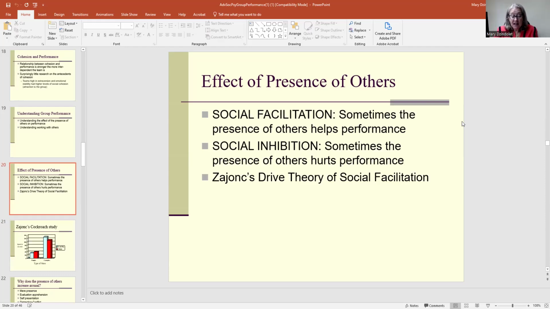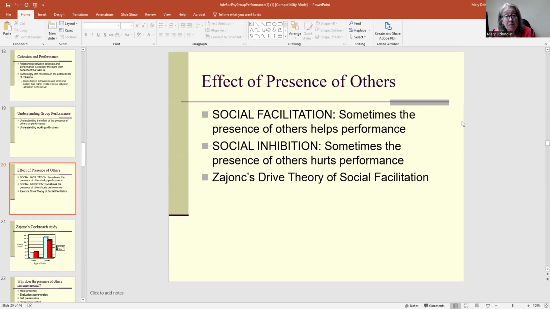And there is a diagram in your textbook that you might find useful. I thought I had it in the slides, but I do not. But I can just tell you about it. So Zions believes that the presence of others increases your arousal. And it's not just Zions who believes that. That's really easy to prove. The presence of other people increases a person's heart rate, increases our arousal.